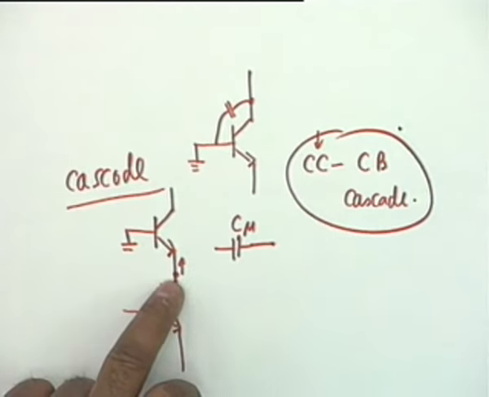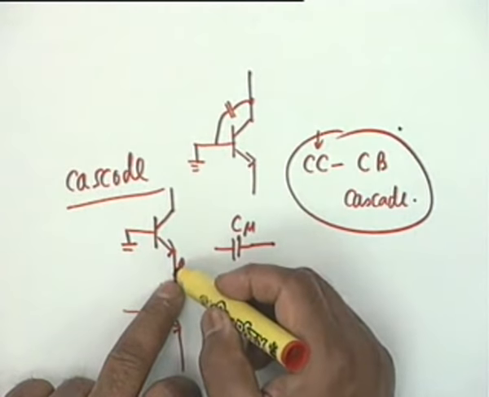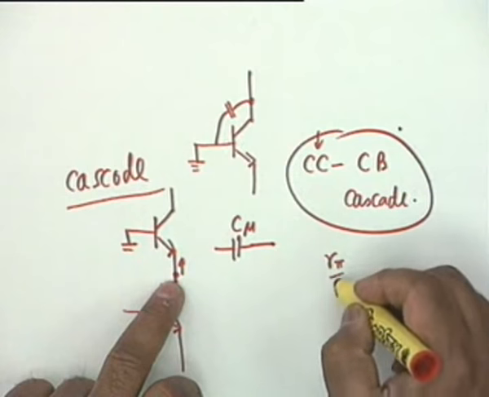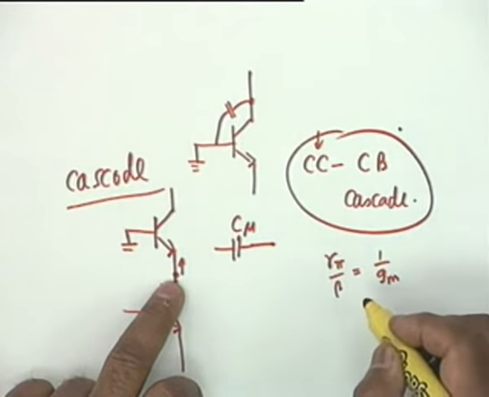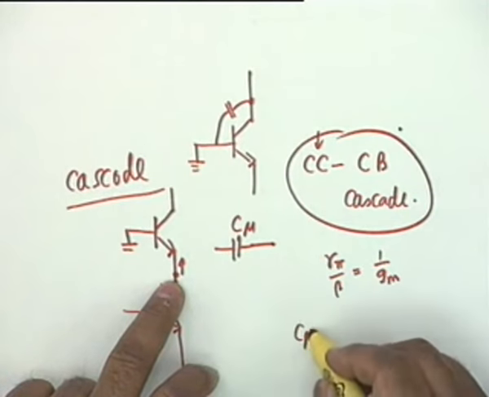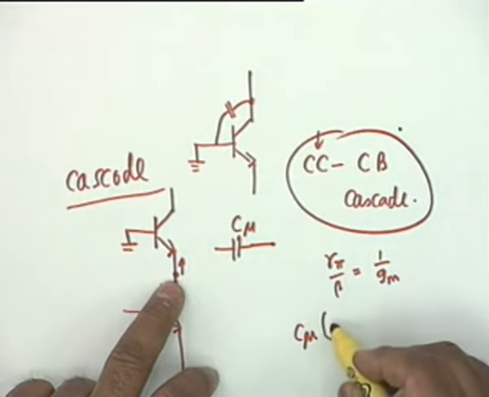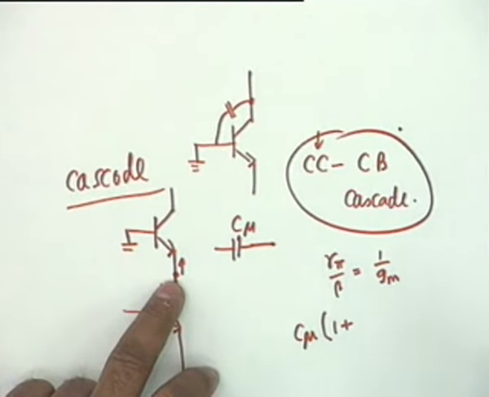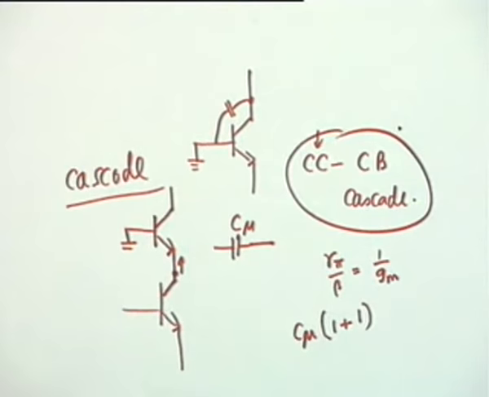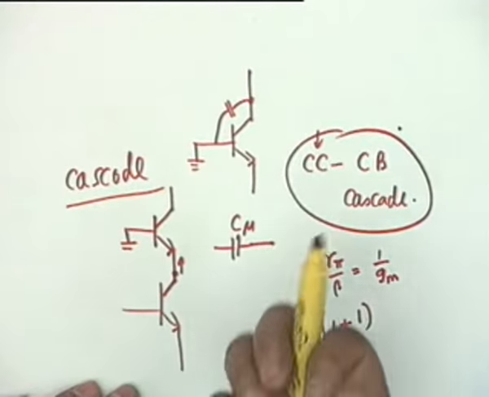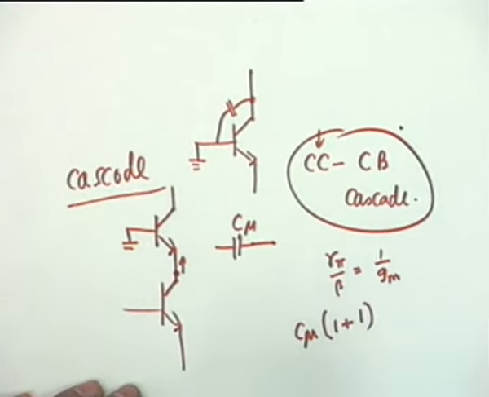It's not R pi. R pi divided by beta, because it's the emitter current. So R pi divided by beta, which is equal to 1 by Gm. And therefore C mu reflects as 1 plus GmRL, which is 1. So C mu reflects as twice C mu. That's all. It cannot reflect as 100 times C mu. So the effect of C mu is contained. It's made as small as possible.